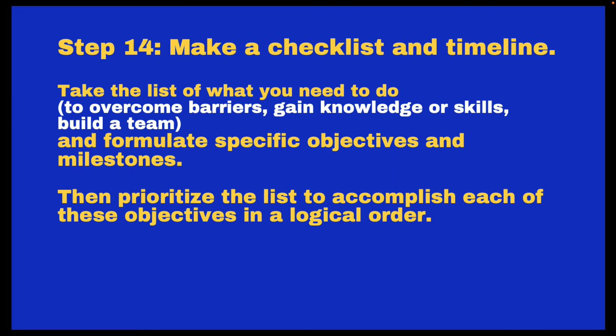All right, step 14 is to make a checklist and a timeline. So all of those barriers that you listed, all of that additional skills and knowledge, all of those team members you need to bring on board, turn them into specific objectives and milestones. And then you're going to prioritize the list to accomplish each of these objectives in a logical order. And also you want to put them onto your timeline.